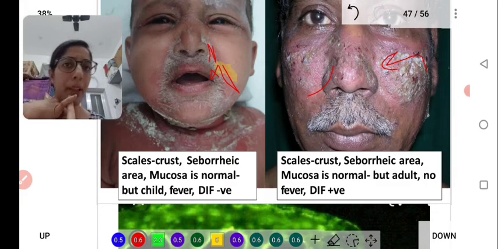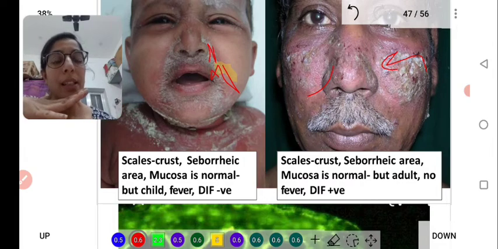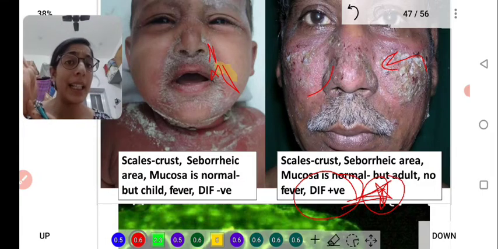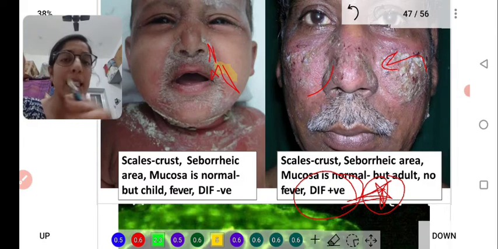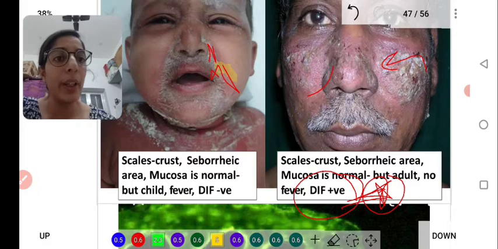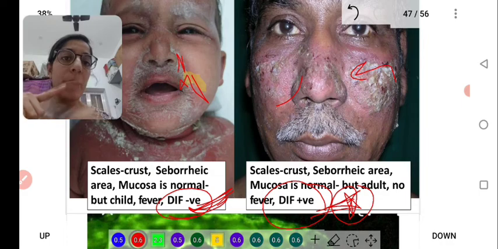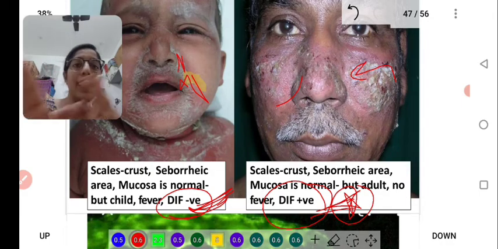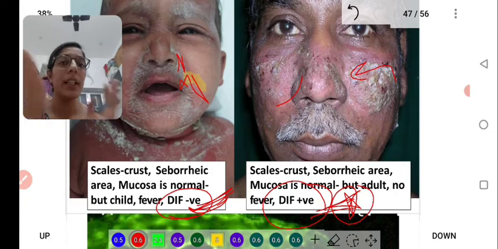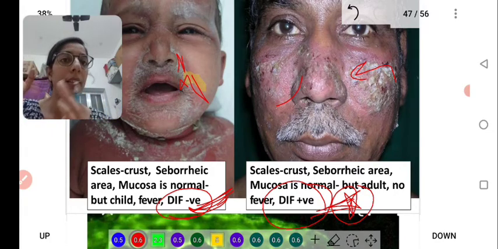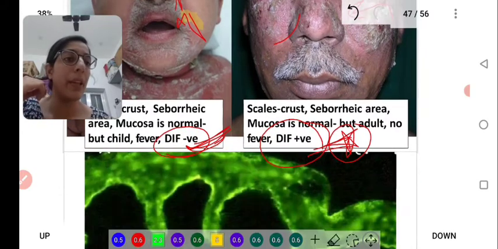Because pemphigus is an autoimmune disease, it should be DIF positive, while staphylococcal scalded skin syndrome is due to a bacterial organism, most commonly Staphylococcus, so it won't show DIF positive. That's why it is DIF negative. Both have normal skin, but when it is a child, it is SSSS, and when it is an adult, the condition is known as PF, pemphigus foliaceus.